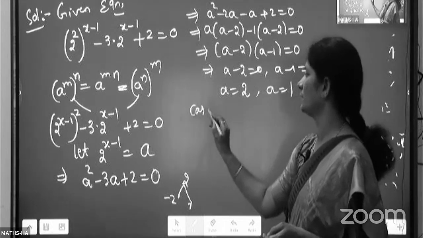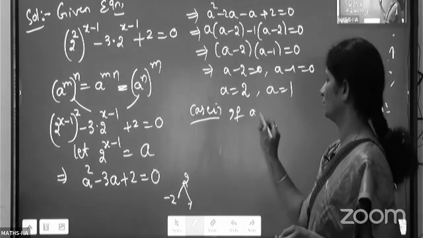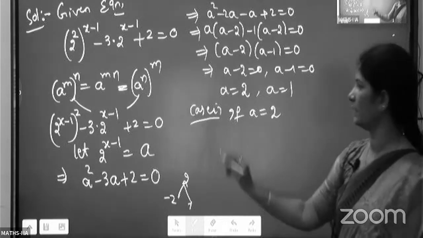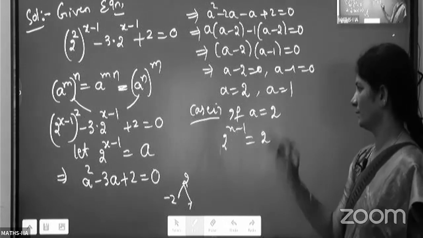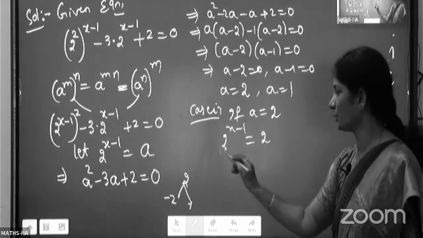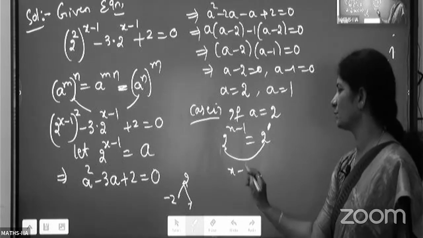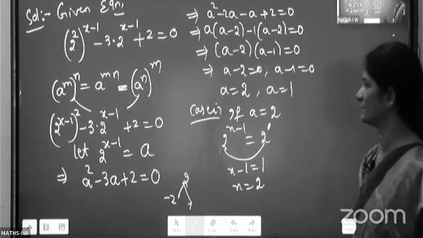Case 1. What is case 1? If a is equal to 2, what is our a? 2 to the power x minus 1 is equal to 2. Observe the logic. Here both bases are the same, so we can equate the powers, right? So x minus 1 is equal to 1. So what is one value of x? x is equal to 2.